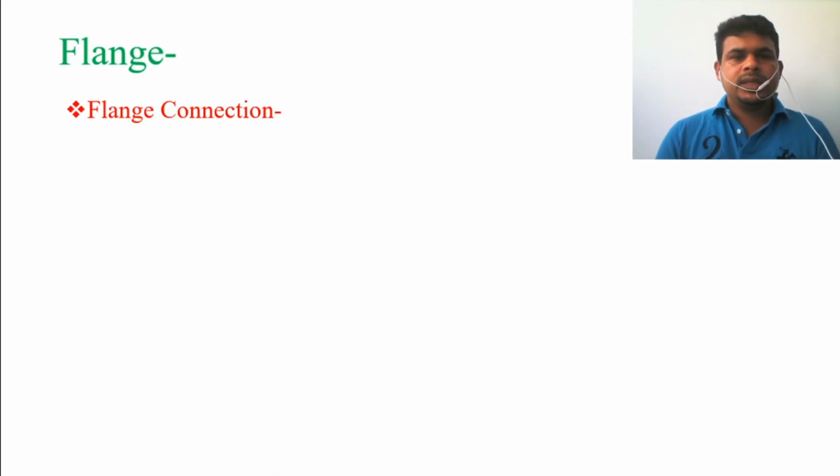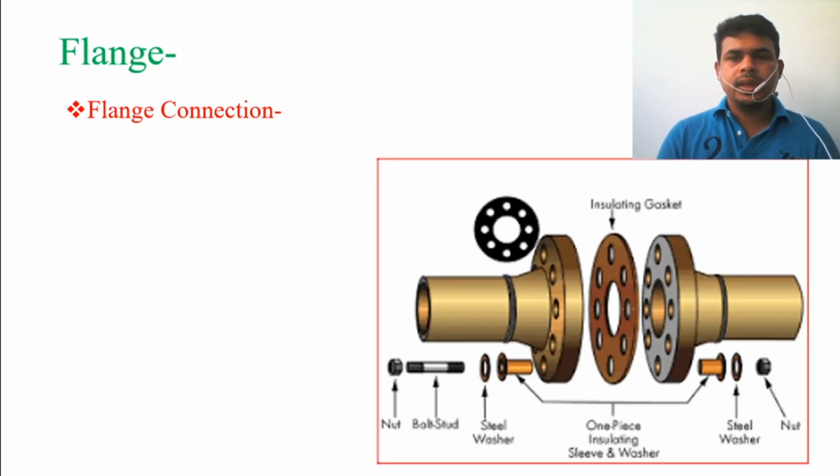So, flange connection. Let's see how we connect the flange and what essential mandatory components are required. You can see on the right side are the flanges. Here I have two, both sides are flanges. In between is the isolating gasket. Then you can see here the isolation sleeve, then steel washer, bolt, stud bolt and nut. So you see what the parts are here.